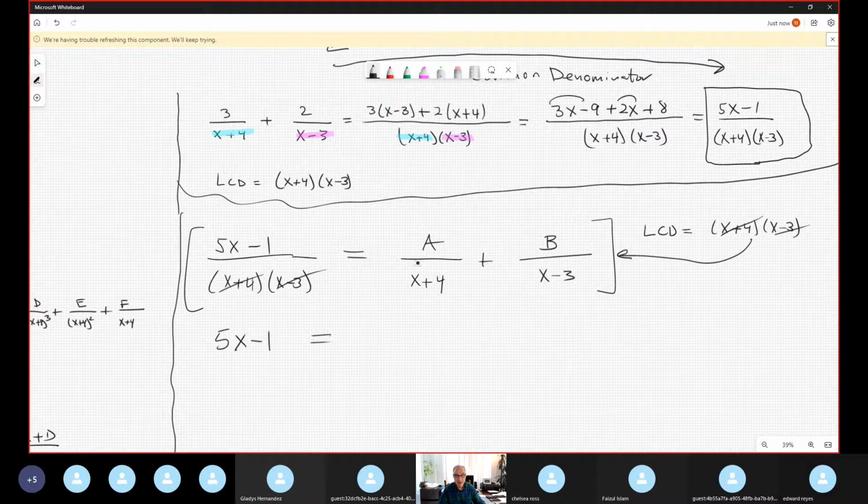But on the right-hand side, we have A times x minus 3 plus B times x plus 4. You follow me? Well, at least we eliminate the fraction. No, I feel good. Yeah, I have no fraction anymore. Now let's use the technique of the frame value. Okay, fantastic.